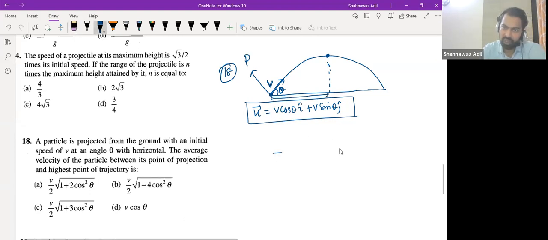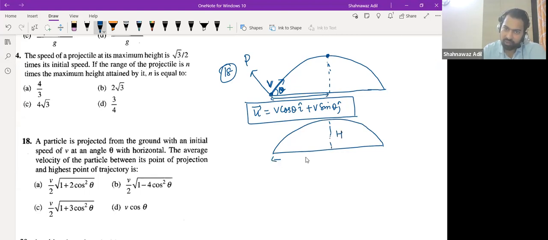And this is h, and from here to here this is r by 2, and it takes t by 2 time to reach here. So the particle starts from here and reaches here at t by 2 time, and it takes the same time to reach here. That is why total time of flight is t, and this is half time. Now we have to find out average velocity.